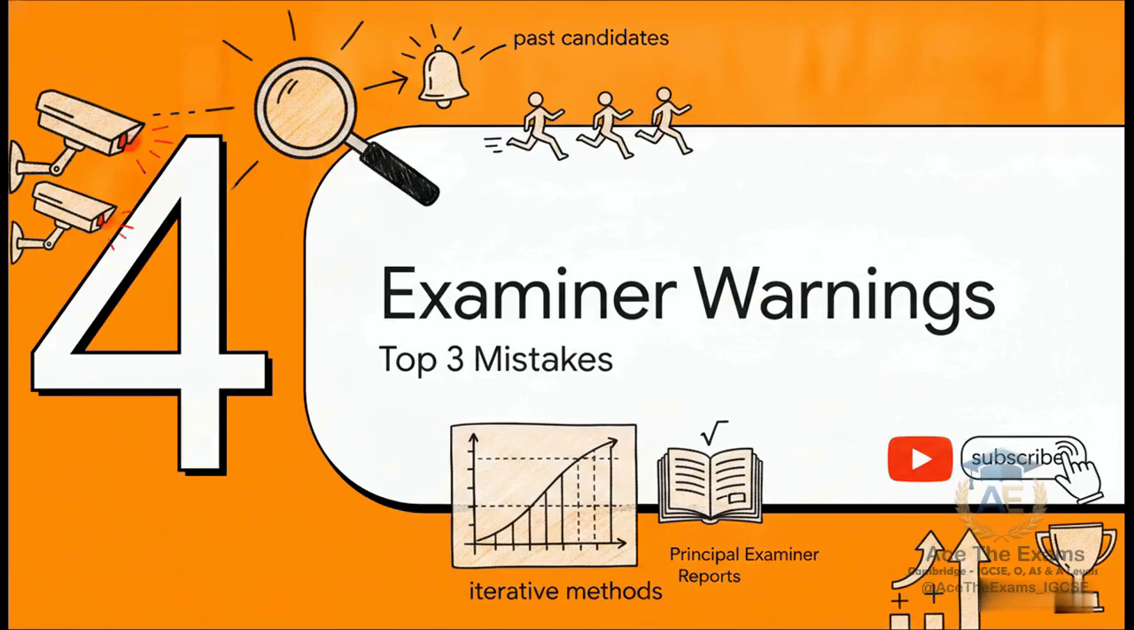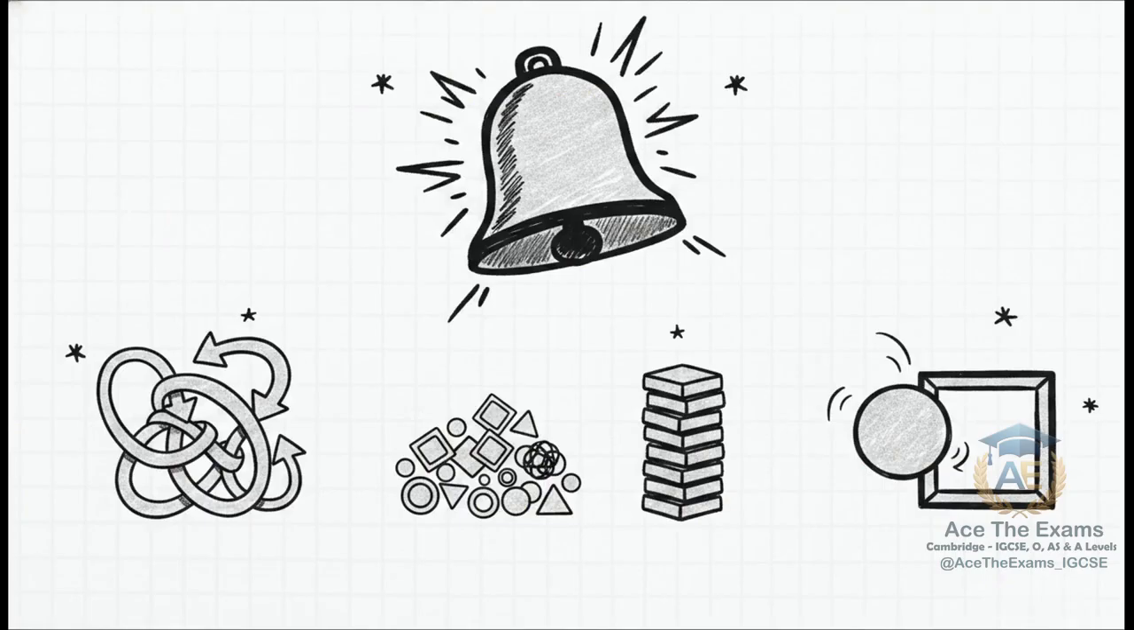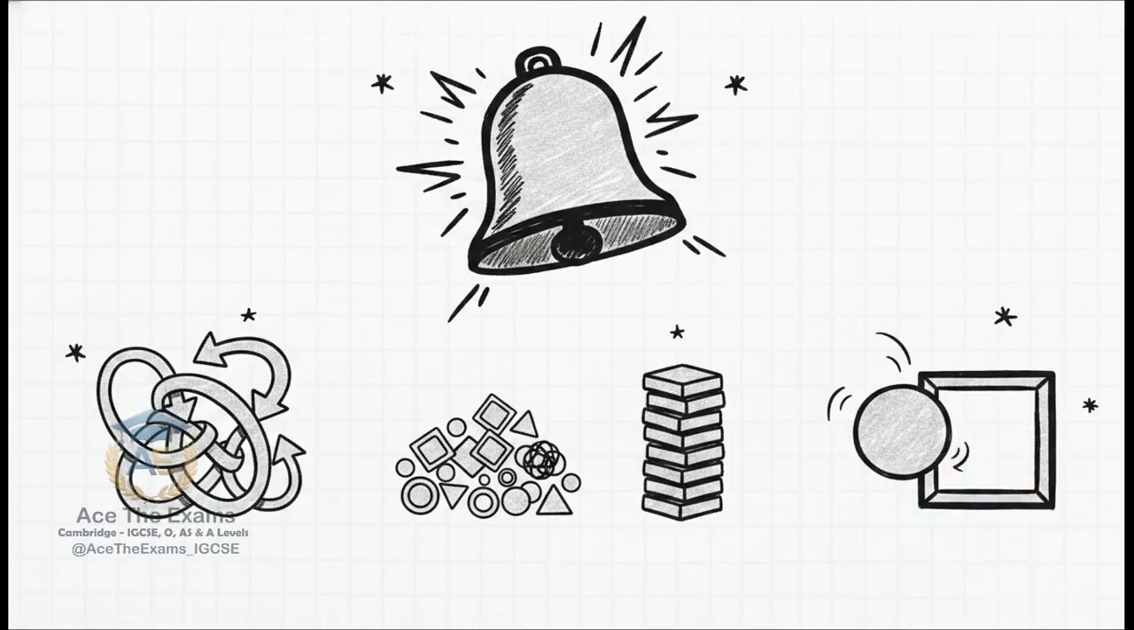Okay, let's look at where past candidates have actually triggered the exam alarms. I'm going to rapid-fire the top 3 mistakes pulled directly from the principal examiner reports. First, confusing cause and effect. This looks like trying to algebraically rearrange the formula back into the original equation instead of simply running the numbers through the iterative loop like you were asked.